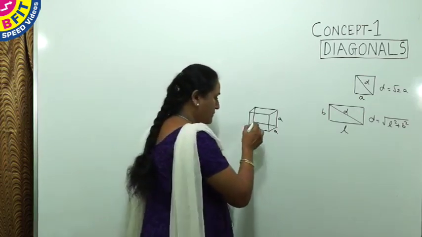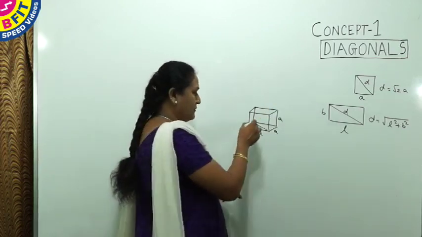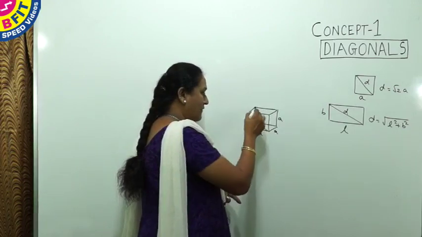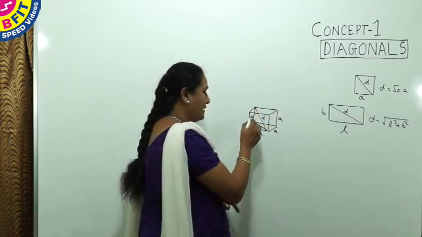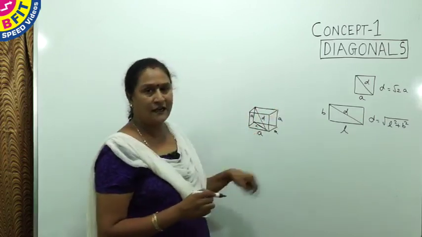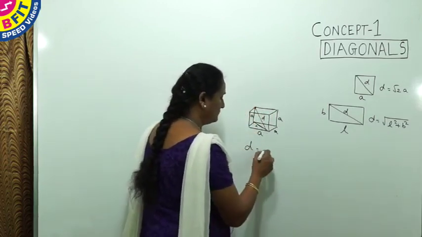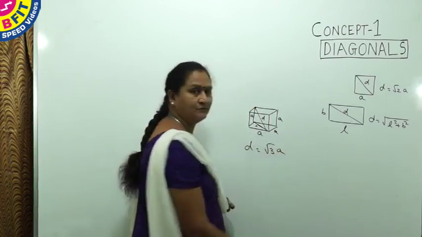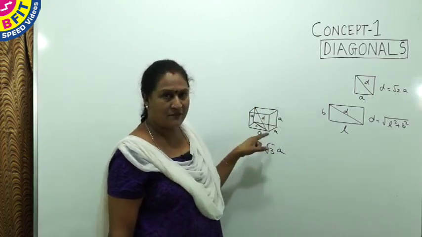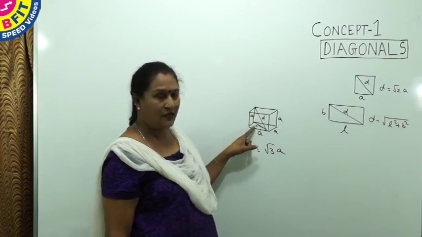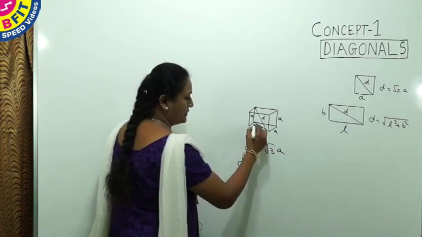The diagonal of this base is root 2 times a. When we join this, here this is root 2 times a and here this is a. Now squaring both, adding and taking square root, for a cube we have root 3 times a. Having this diagonal as root 2 times a, squaring that we get 2a square, and here is another a.